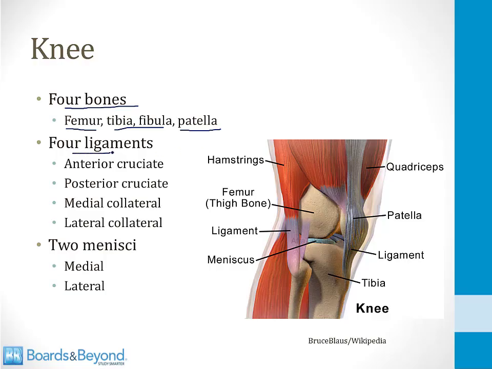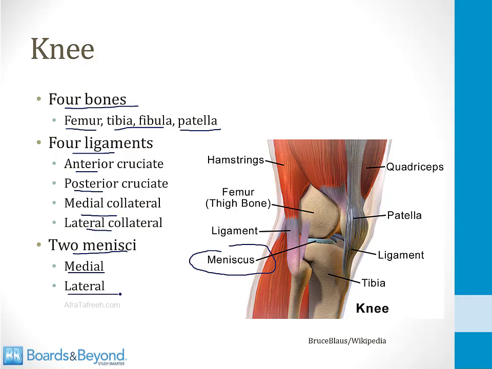There are four ligaments. Two of them are cruciate ligaments, the anterior and posterior cruciate ligaments, and then there are two collateral ligaments, the medial and lateral collateral. And then finally, there are two menisci, which are structures that serve as cushions. There's a meniscus shown here in this drawing. There's the medial and lateral meniscus.